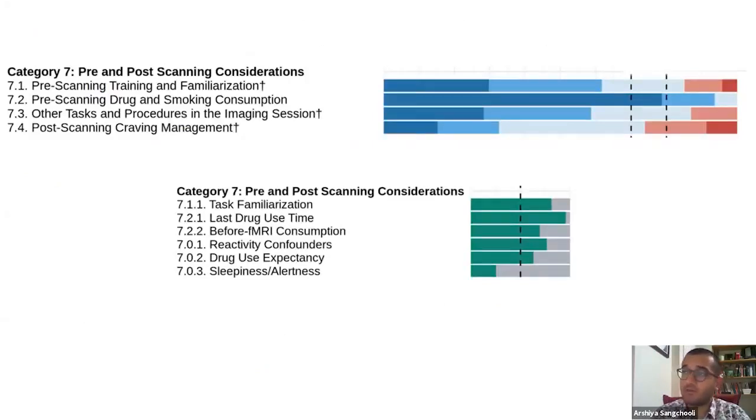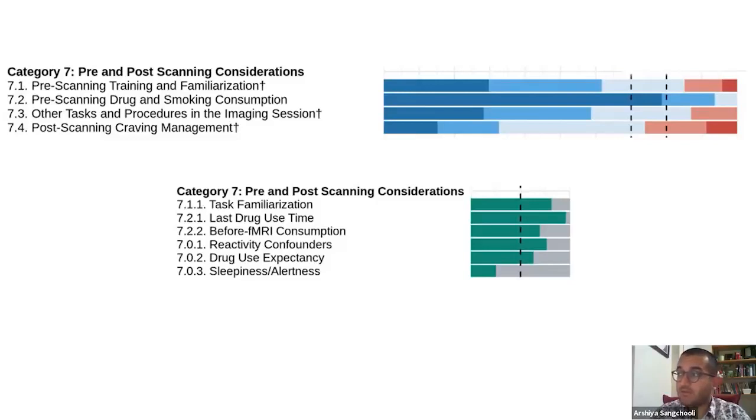And the last category includes pre and post scanning considerations, pre-scanning training and familiarization with the scanner and with the scanning environment, pre-scanning drug and smoking consumption, whether it was allowed. It's important when the last time the participants were allowed to consume, whether their drug of choice or alcohol or cigarettes has been. And it's also important to note the other tasks and procedures in the imaging session and the order in which they were performed.